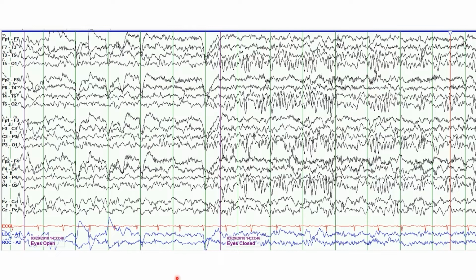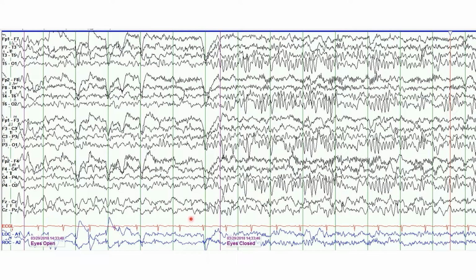So what you see in the posterior regions is some high voltage delta, but there's some overriding faster alpha frequency activity on top of it. Something else we notice, if we first orient ourselves to the montage, we have a left temporal chain over right temporal chain, left parasagittal over right parasagittal, and vertex at the bottom. The eyes are open for this portion of the page, and then about here, the patient's eyes close. And this is where we see this high voltage delta pop up.